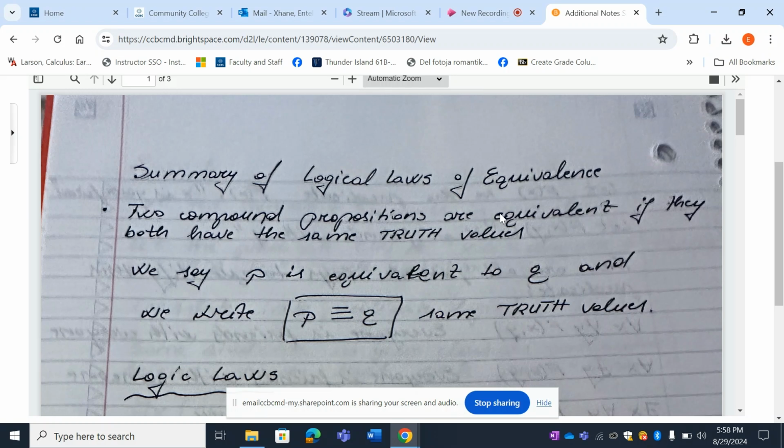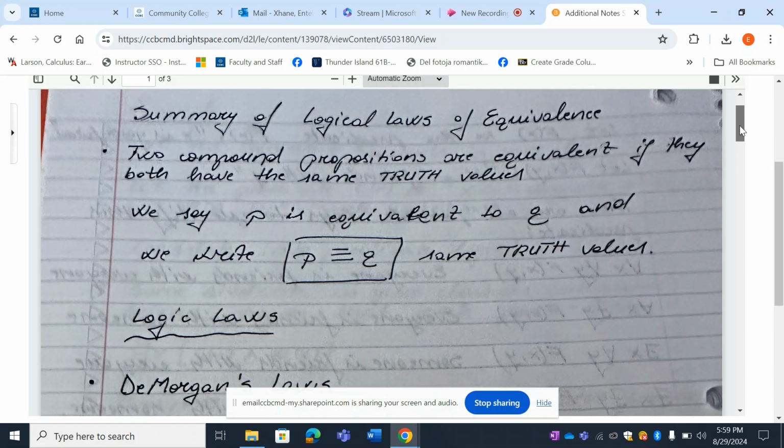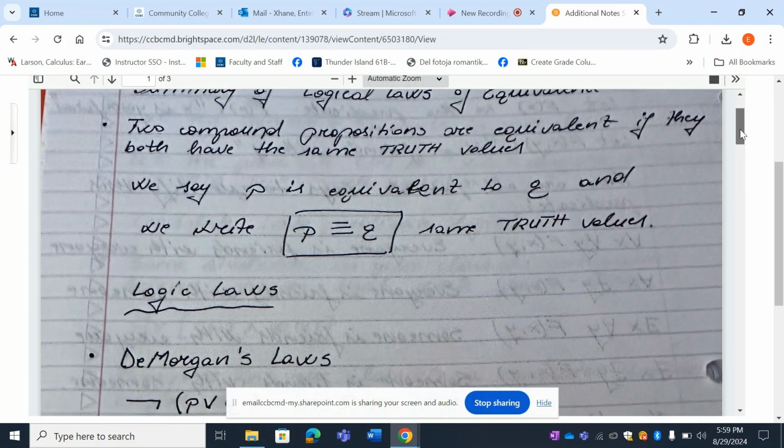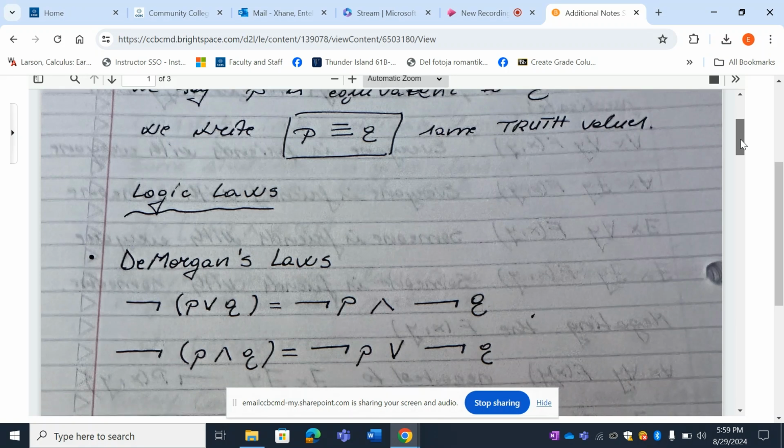Two compound propositions are equivalent if they both have the same truth values. Let's keep it simple with propositions P and Q. If P and Q are two simple propositions, we say P is equivalent to Q if the two statements share the same truth values. Now it is important to say that the notation "is equivalent to" is not the same as the notation "equal to."